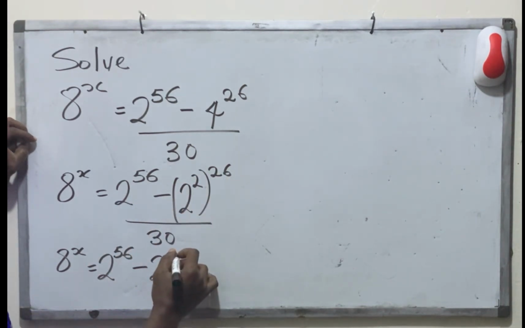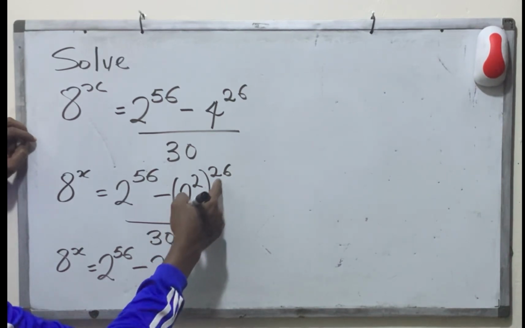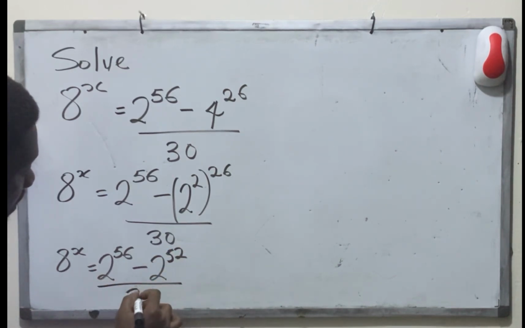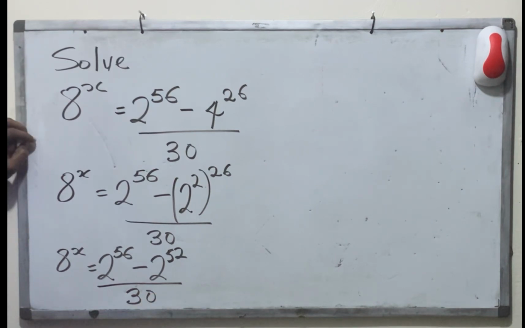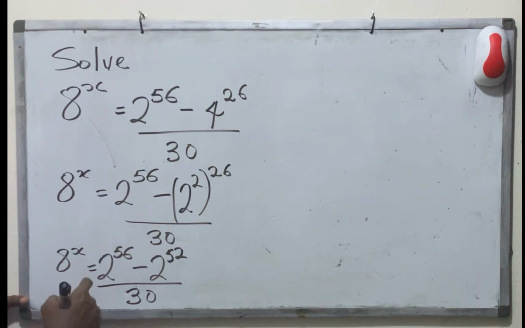2 times 6, 12. You put down 2, you carry 1. 2 times 2, 4 plus this 1, which is 5, so 52. All over 30. Now at this stage, we can actually factorize this numerator.